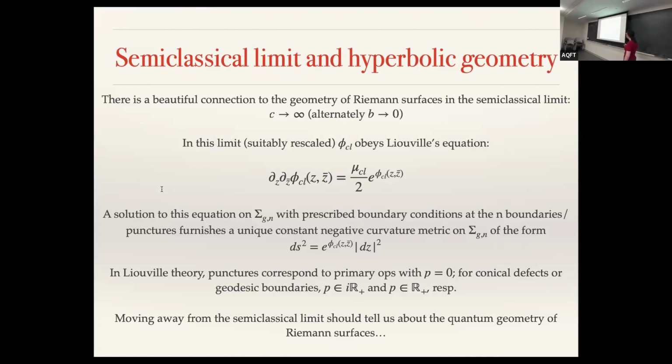If you have either conical defects or geodesic boundaries on your Riemann surface, that corresponds to primary operators with Liouville momentum either an imaginary number or a positive real. So, can you explain how the geodesic boundary has to do with this? I think of a vertex operator living at a point, so am I thinking of that point as growing a boundary circle there? Yeah, you kind of shrink the boundary to a point and then consider a vertex operator living at that point.